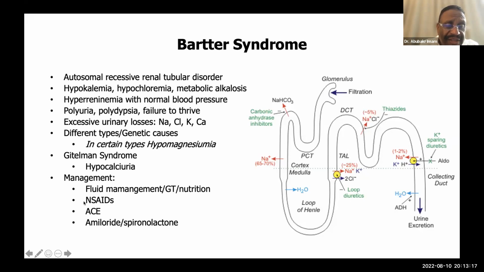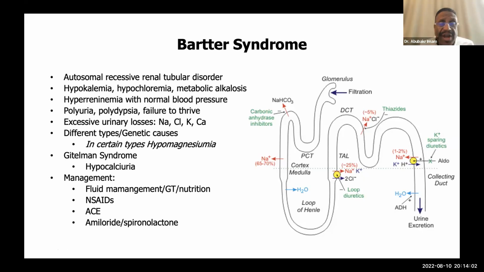Treatment: non-steroidal anti-inflammatory medications as prostaglandin inhibitors are used, whether it's indomethacin or other types such as ibuprofen, and so forth, and ACE inhibitors. Amiloride works in this part of the nephron, the ENaC down here. Spironolactone works down here to spare the potassium in these patients. And these are the mainstay treatment for Bartter syndrome.